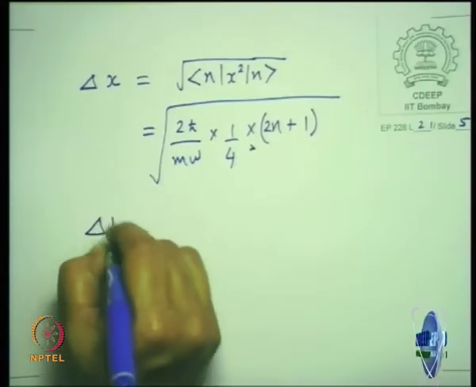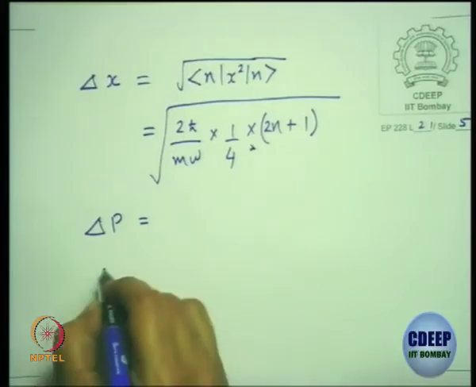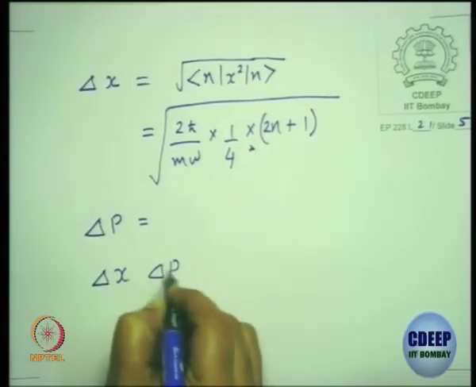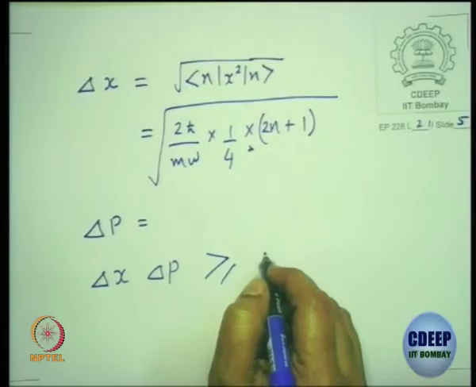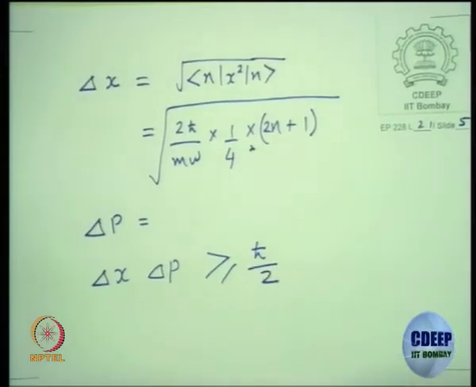Similarly, work out for delta p. Not going to do this for you, please do this. And what do you have to check? Delta x, delta p should be greater than or equal to h cross by 2. So please do this delta p and make sure that you are able to verify this uncertainty relation.